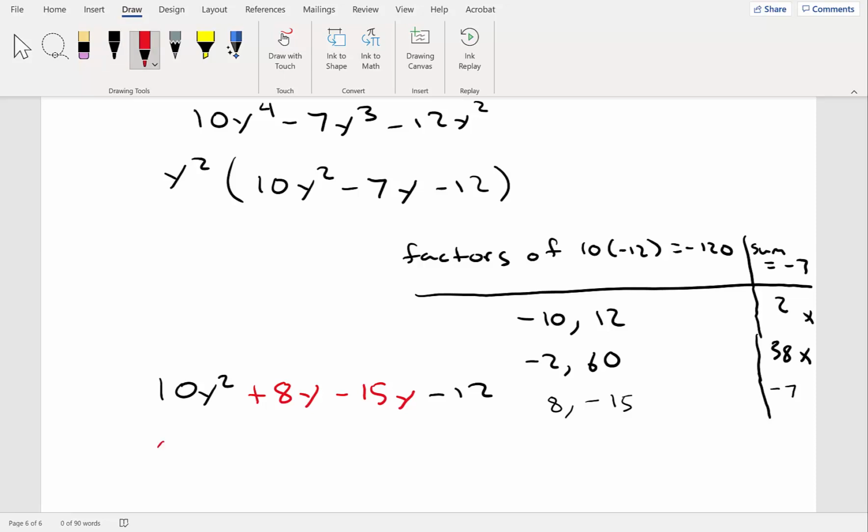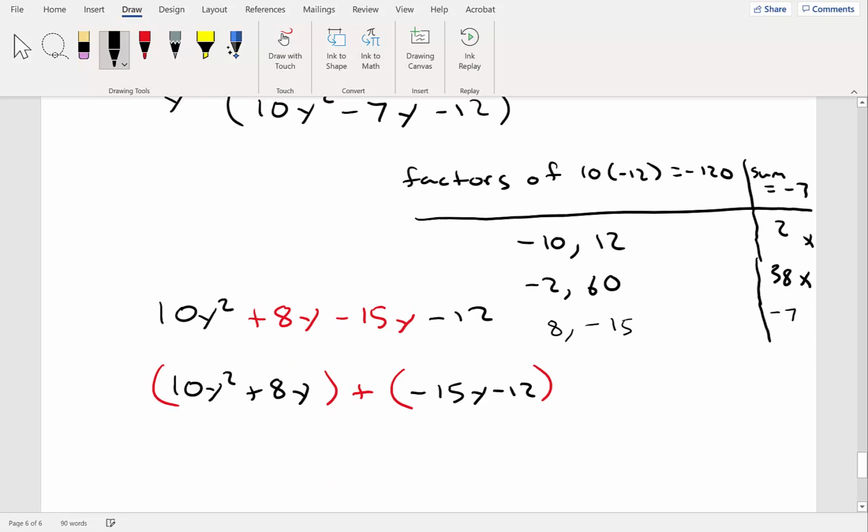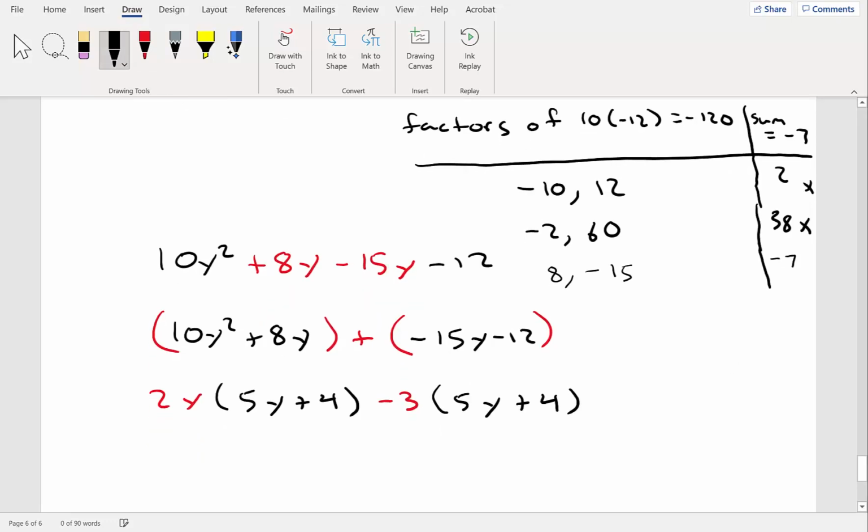Now let's go ahead and group the first two terms, group the last two terms. So I have a 10y squared and then plus 8y. I have a negative 15y and then a minus 12. And now factor out the GCF from each group. So for the first group, I can factor out a 2y. And I'm left with 5y plus 4. Second group, I can factor out a negative 3. And that gives me a 5y plus 4 as well. So I have the same binomial. So I can factor out that 5y plus 4. And I'm left with 2y minus 3.